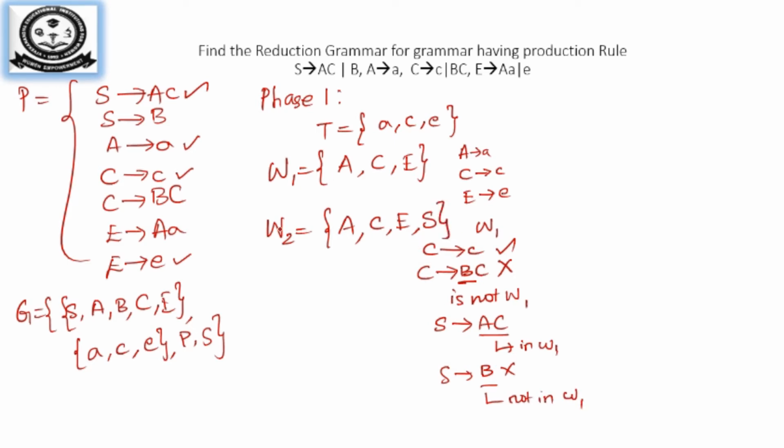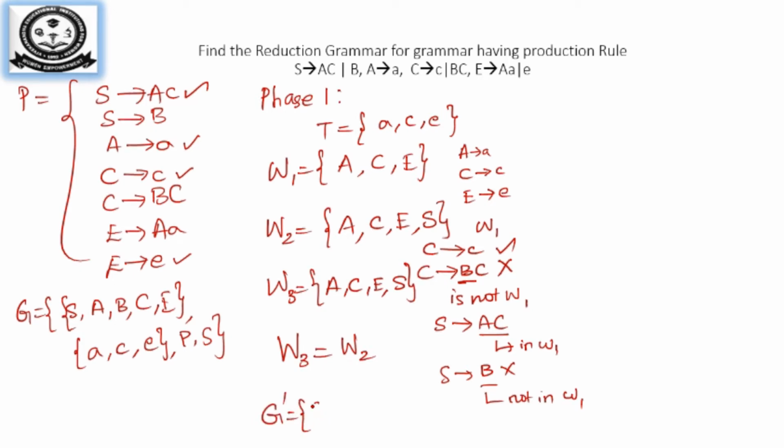So now you can see W2 and W1 differ. So we will try to find what W3 is. W3 again should have A, C, E. So you can know that A, C, E will be producing the same terms. And S is the start symbol which derives A and C. So you will have C. So now you can stop your process. We can see W3 is equal to W2. Hence my G dash will be equal to S, A, C and E, and my terminal symbols are A, C and E.